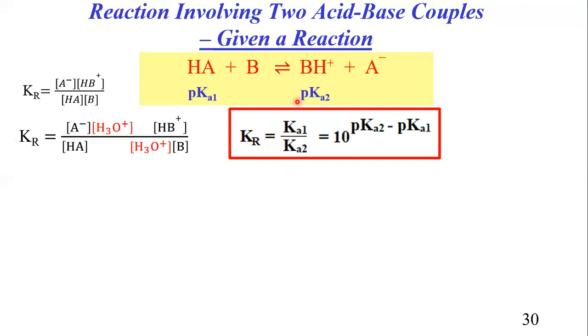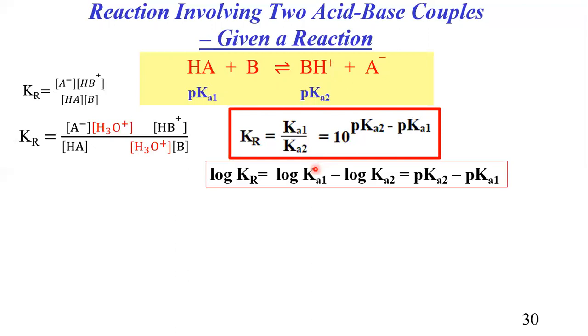And just so you know, this always holds. If you go to a reaction and you look at the reaction as written, look at the acid on the reactant side, and you say then the Kr is the Ka of the acid on the reactant side divided by the Ka of the acid on the product side. And that always is correct.